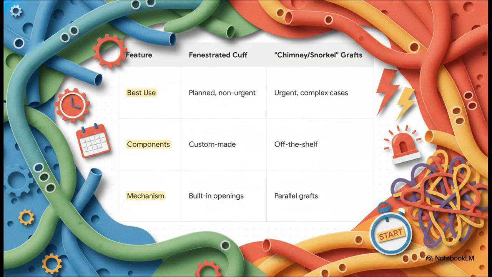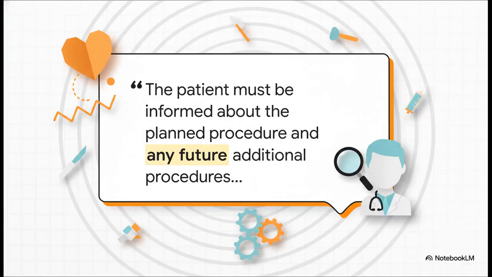So you really have these two advanced options, right? The fenestrated cuffs are these elegant, custom-built solutions, absolutely perfect for planned repairs. The chimney technique, on the other hand, is the versatile, ready-to-go option for emergencies or really tricky anatomy. Two different tools for two very different situations. You know, a quote from the source material really just gets to the heart of all this. It says, "The patient must be informed about not only the planned procedure, but also for any future additional procedures that may need to be done again." It really highlights that this is a lifelong partnership, built on the understanding that this is an ongoing process.